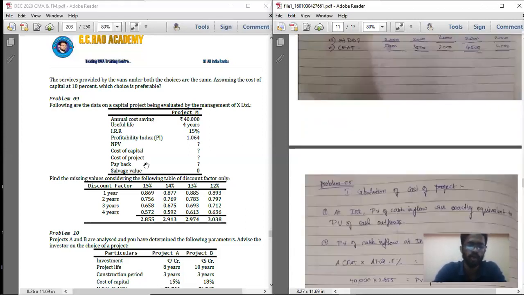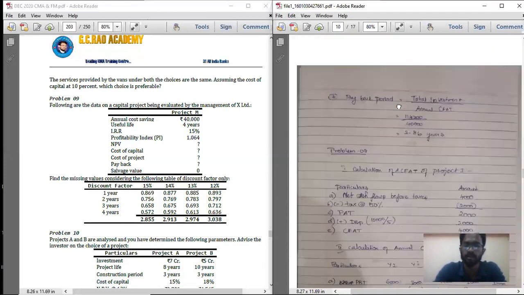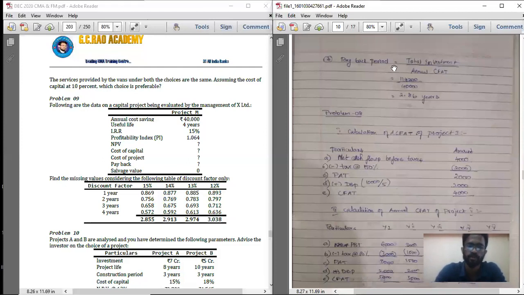So next, what else have they asked? Only the payback period. So one more thing that they have asked is the payback period. Just take down, below that, point number 6, payback period is equal to total investment divided by annual CFAT.